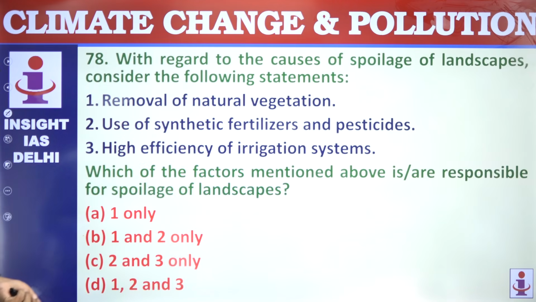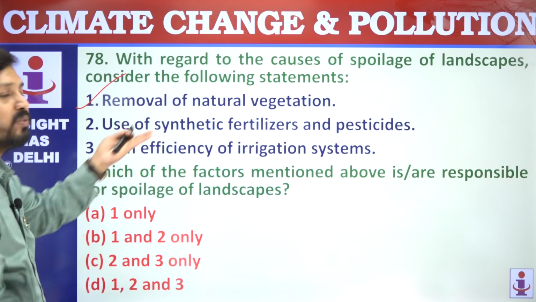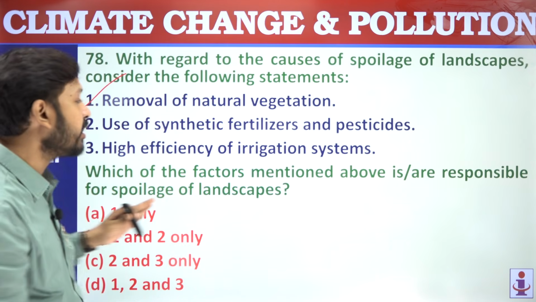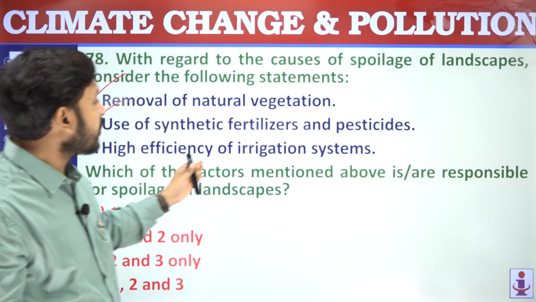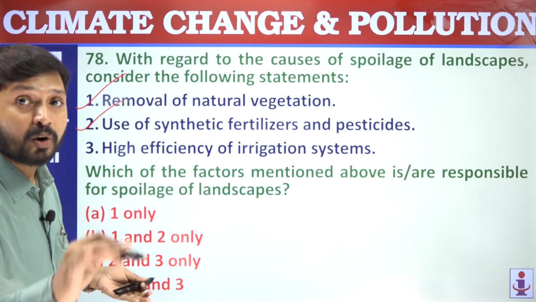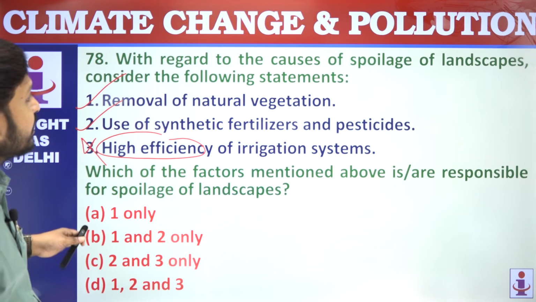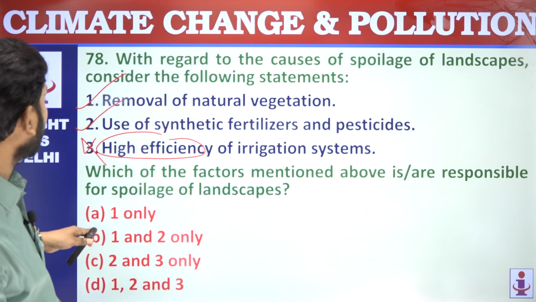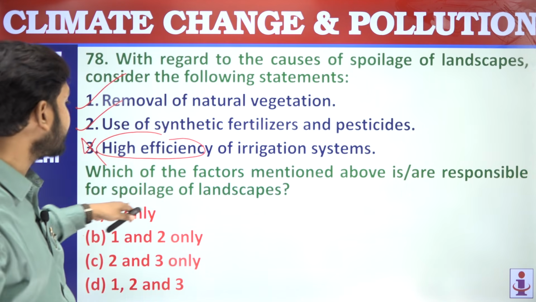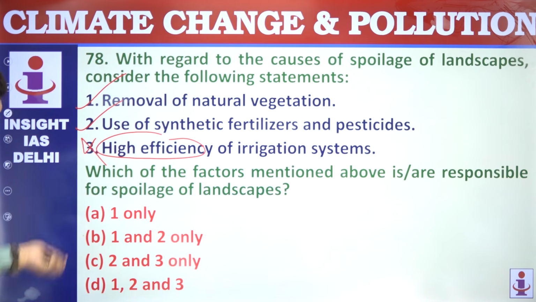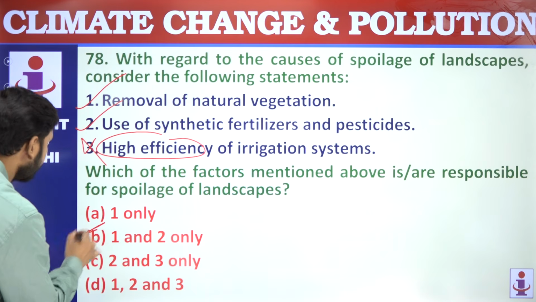Okay, next one, with regard to causes of spoilage of landscapes, consider the following statements. Removal of natural vegetation, obviously it will have a negative impact, right? Use of synthetic fertilizers and pesticides, too much of fertilizers and pesticides will have a negative impact. And high efficiency of irrigation systems, they will have a positive impact, not a negative impact, because these are highly efficient irrigation systems. What they are asking is which of the following mentioned above is responsible for spoilage. No, this is not having a spoilage impact, this is having a positive impact, so this is the wrong one. So only 1 and 2 are correct, so B is the right answer, only 1 and 2, right.